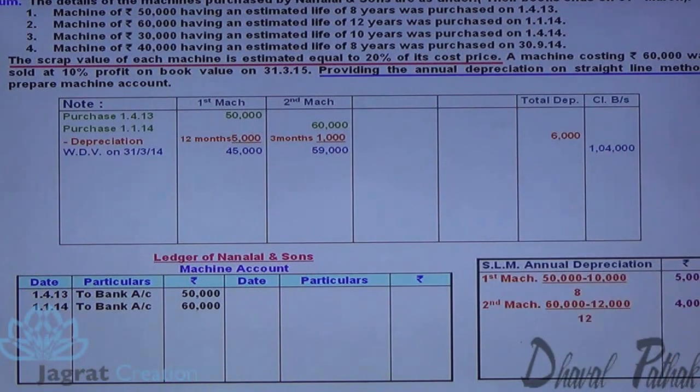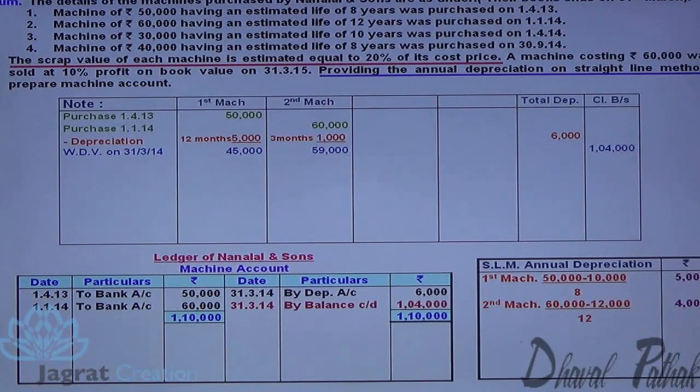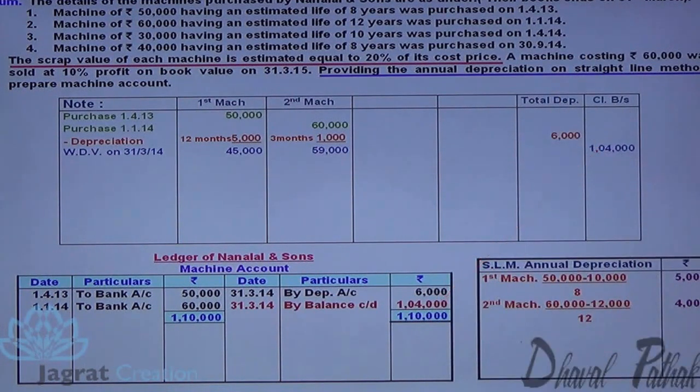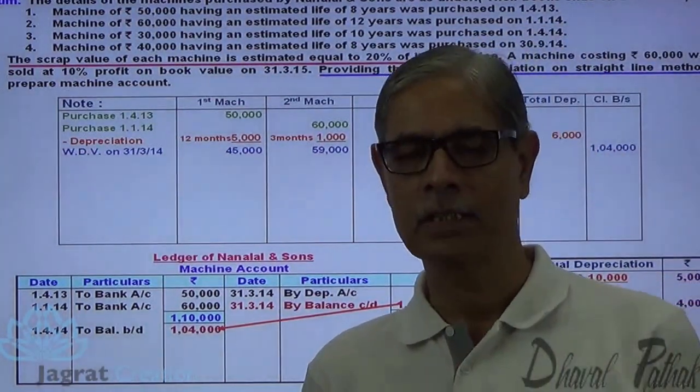Now I will record depreciation in my machinery account. Depreciation account debit, machinery account credit. After that I will find out the closing balance of machinery account. Total of debit minus 6,000. So here closing balance will be 1,04,000. The calculation confirms with this working note. This closing balance becomes opening balance in the next year. This is how the accounting for the first year is done.